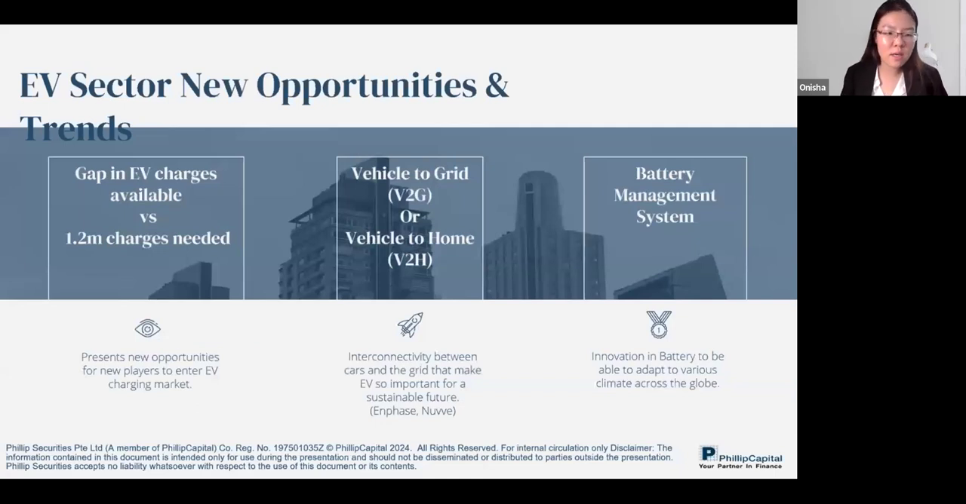So here, let's look at the EV sector in terms of the new opportunities and trends. 10 years ago, if you wanted to refill your car, you had to go to the gas station. There was no other option, correct? But with the emergence of EVs, all of that has changed, because many businesses with a parking lot will want to tap into the huge potential of the EV charging market. Let's say, for example, shopping malls, convenience stores, restaurants, office buildings. Anywhere that you leave your car for an extended period of time would want to tap into this market, which is EV charging.